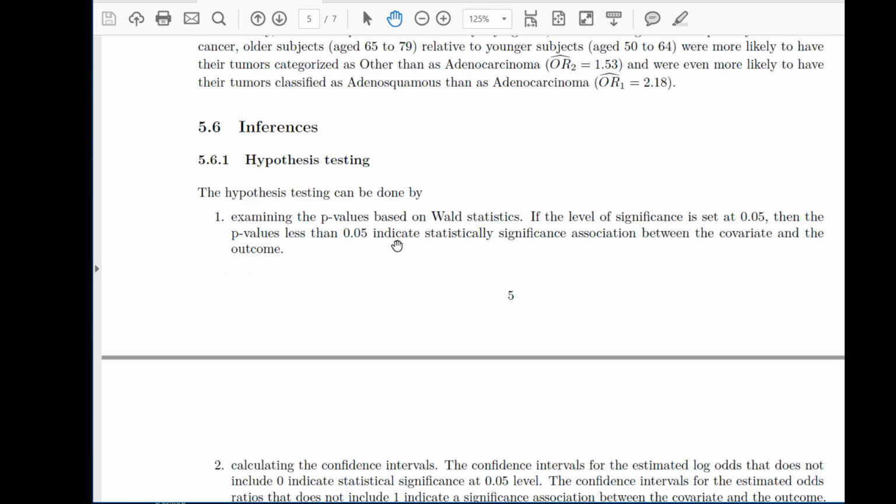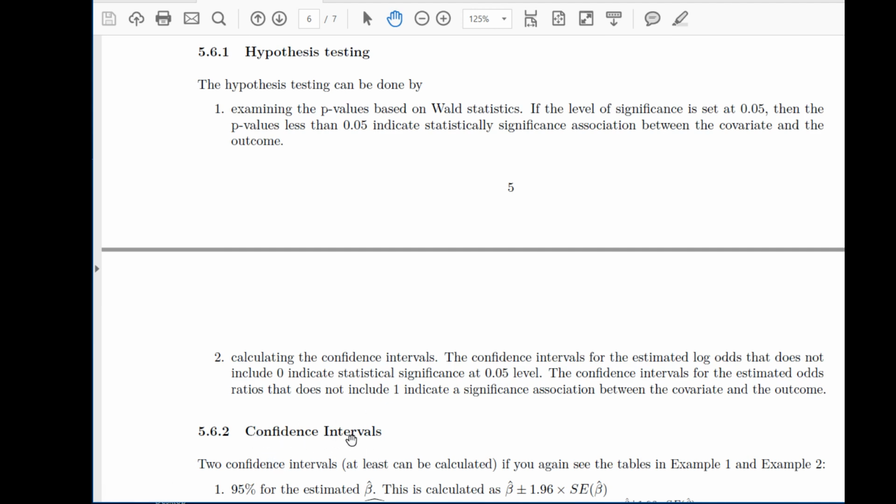Inferences, all right? Again, remember, when we talk about inferences, it means we are interested in hypothesis testing. In this case, we are interested to look at the p-value, whether it is lesser or greater than the set level of significance, and also to look at the confidence interval, whether it crosses 0 for the beta or it crosses 1 for the exponentiations of the beta. So the hypothesis testing can be done by examining the p-values based on Wald statistics. If you set the level of significance at 0.05, then a p-value less than 0.05 indicates statistically significant associations between the covariate and the outcome.